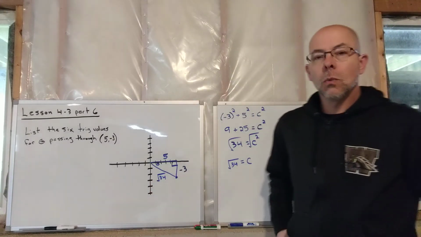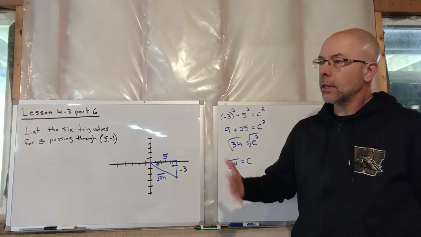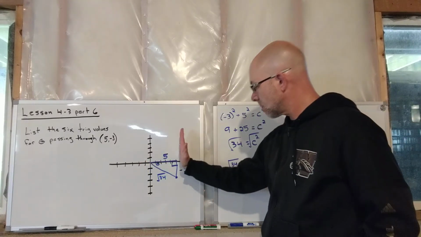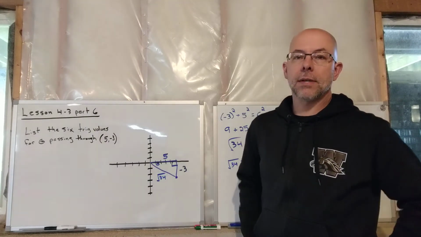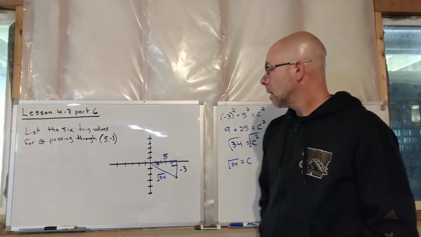The hypotenuse will always be positive because it's not really directional. This is right, so that's positive. This is down, that's negative. The hypotenuse will always be a positive read.